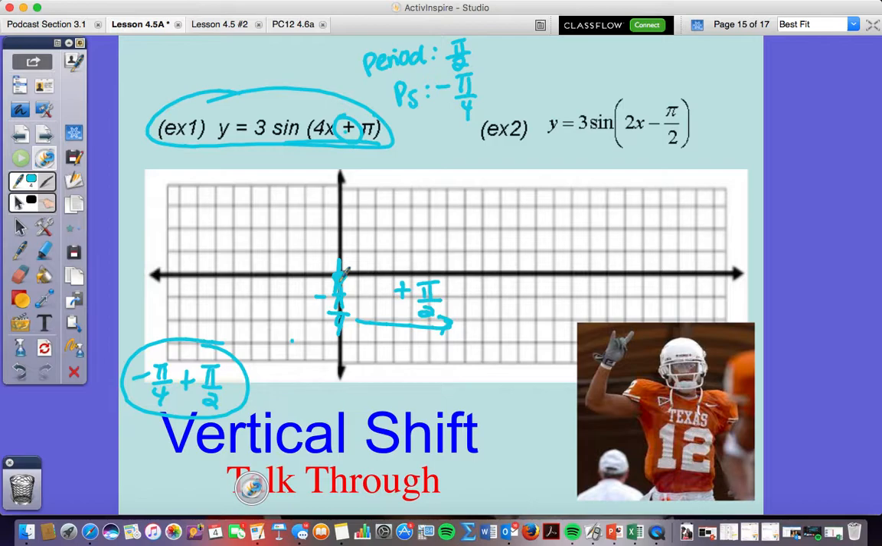Actually, pi over 2, negative pi over 2 would be the way out here, right? What's between here and negative pi over 2? That's 1/2 of this, right? Like that.